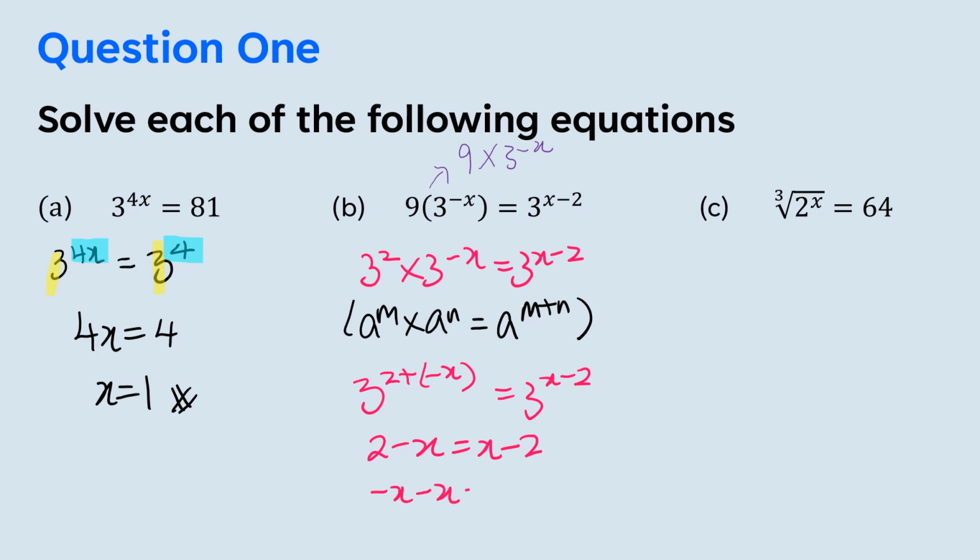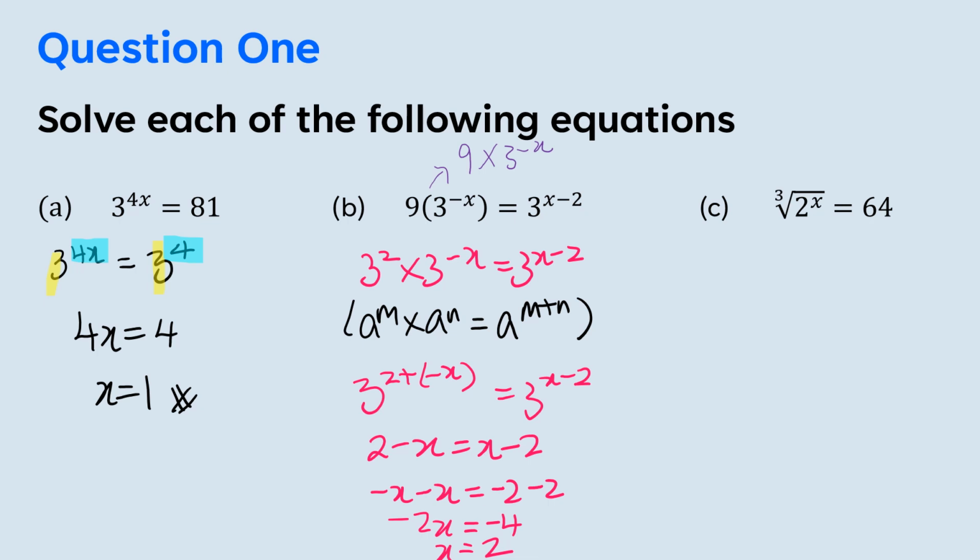And from there, we go on to solve for x, where we get x equals 2. And you can again substitute x equals 2 into the original exponential equation, and then verify if the left hand side's value is equal to the value on the right hand side. Let's look at part C.